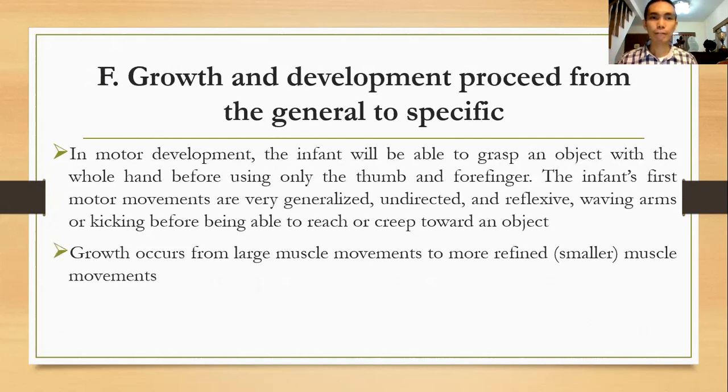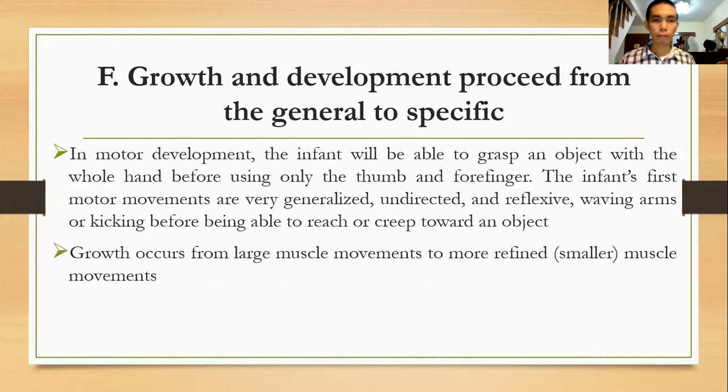All right, letter F. Growth and development proceed from the general to specific. In motor development, the infant will be able to grasp an object with a whole hand before using only the thumb and forefinger. The infant's first motor movements are very generalized, undirected, and reflexive, waving arms or kicking before being able to reach or creep toward an object.